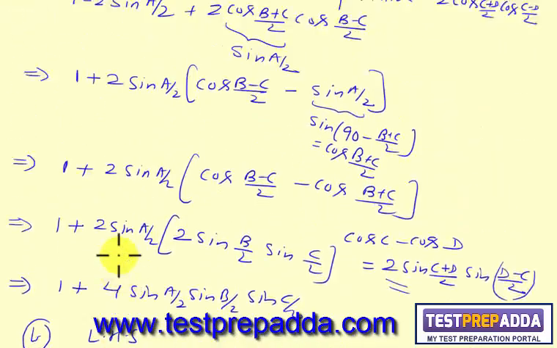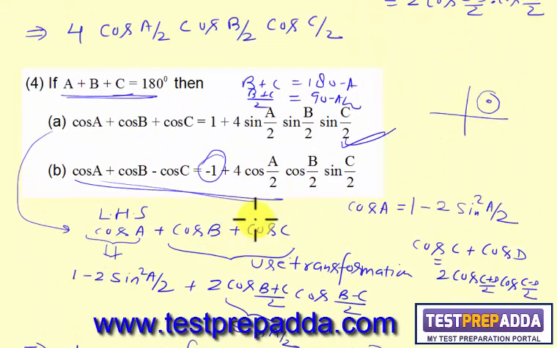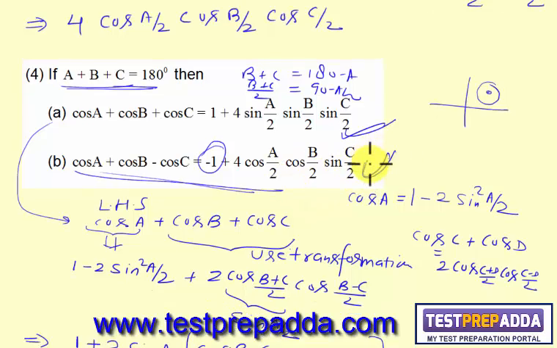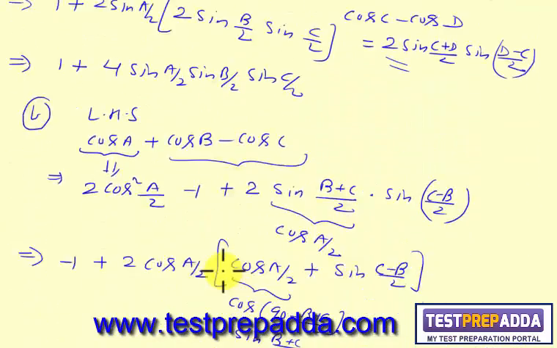Now go and check the RHS part of the identity. Minus 1 plus 4 cos A by 2 cos B by 2 sin C by 2. The same we have got. Hence proved.